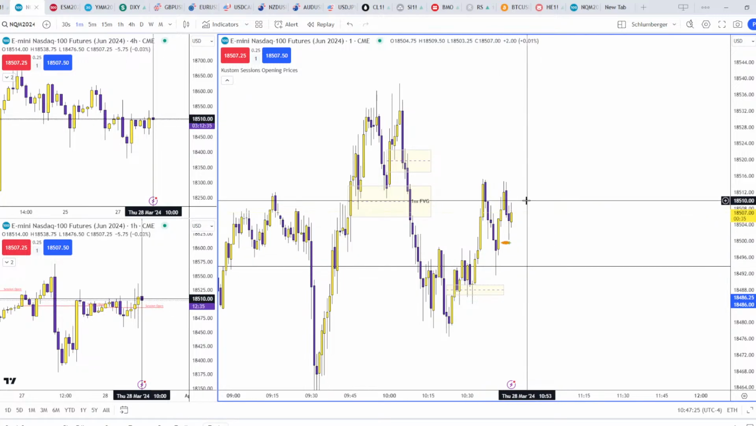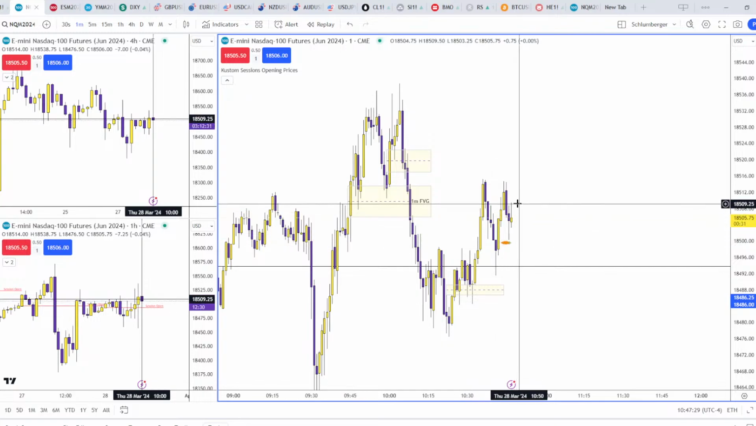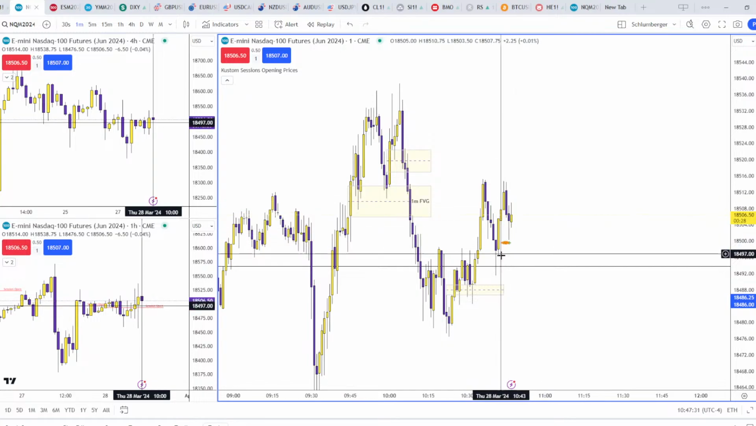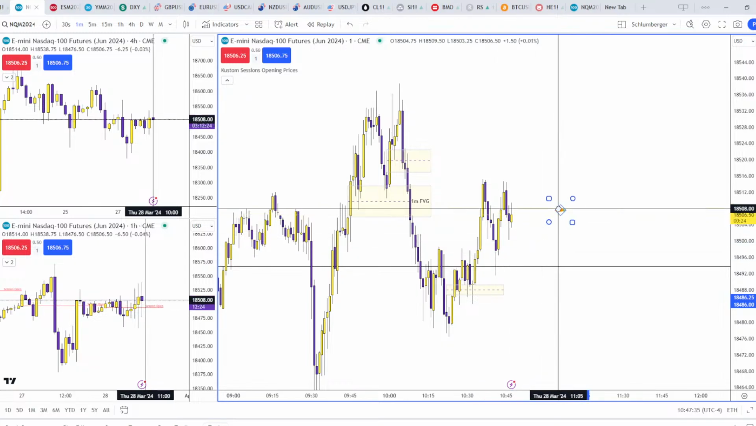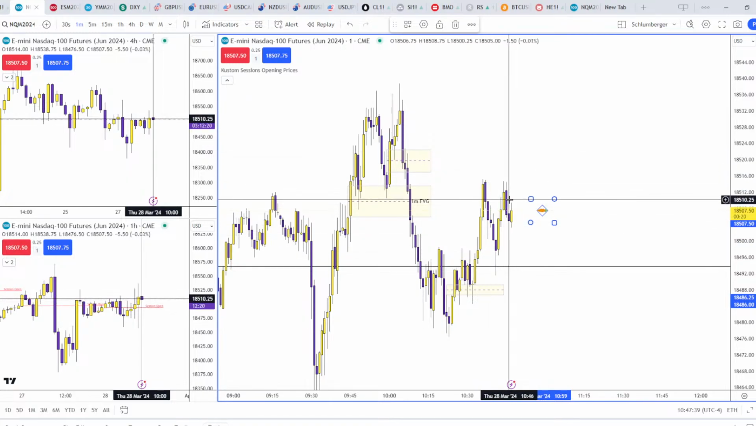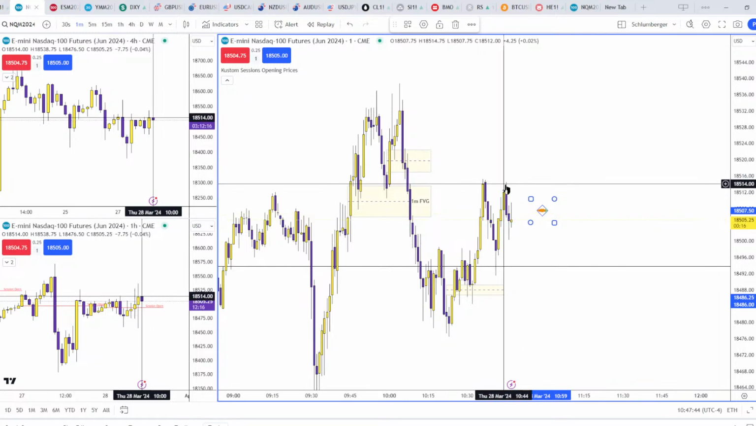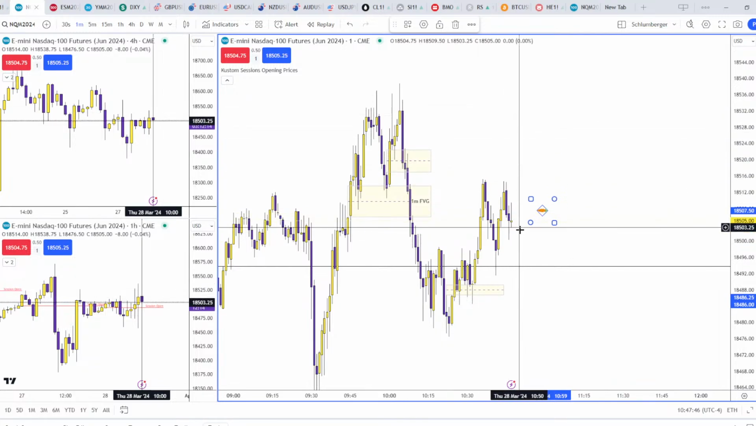So, discount array, look at that, right to it perfectly, back up into premium array again, came right off the carrot. So now you want to see this go higher, break through the mean threshold of this candle, take out the rejection block, then that's engineered liquidity above you, and then continue pushing higher.